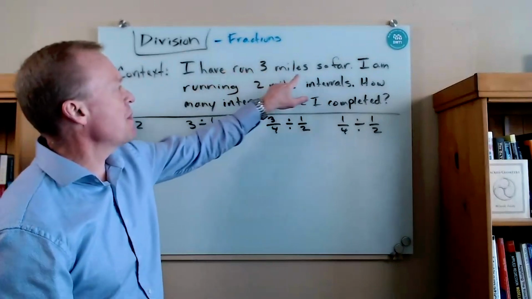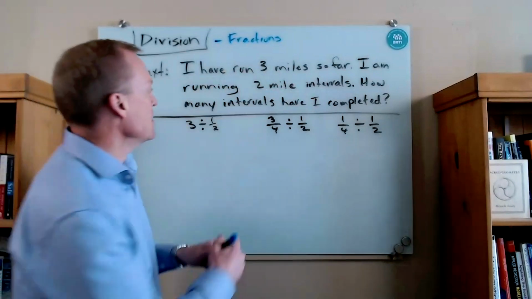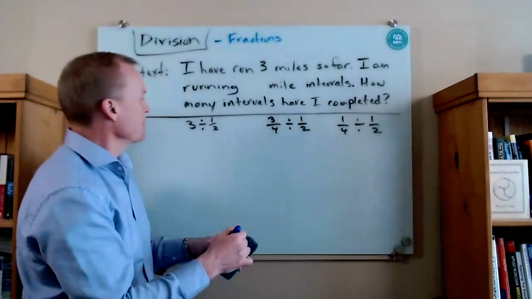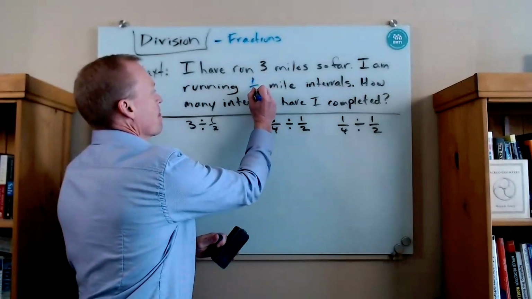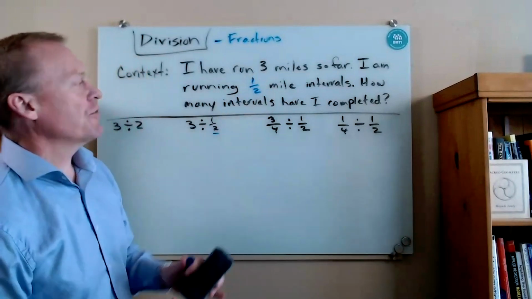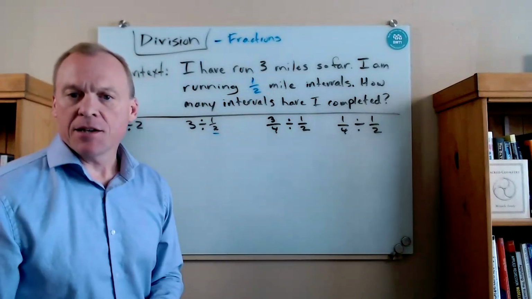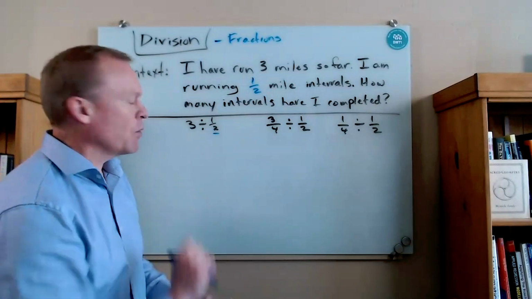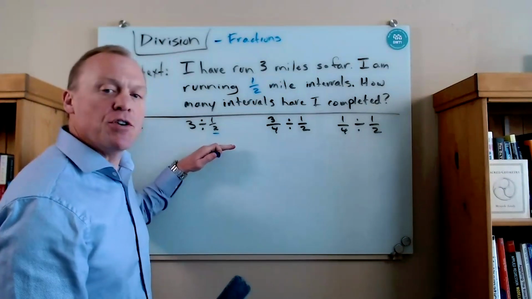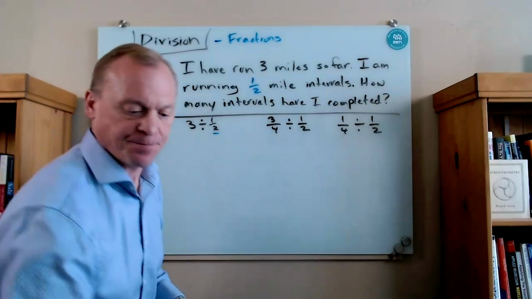I have run 3 miles so far, so the 3 stays the same. I am running, and now in this case, I'm running 1/2 mile intervals. So we're going to change out that number. How many intervals have I completed? We're going to do that for all 3 problems, so you can stop, pause for a second, then come back. We'll talk about how to model this with a bar model, and then how you can explain what each aspect of the division problem actually means.